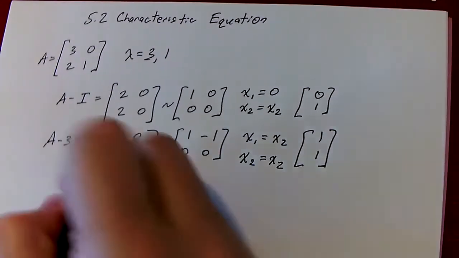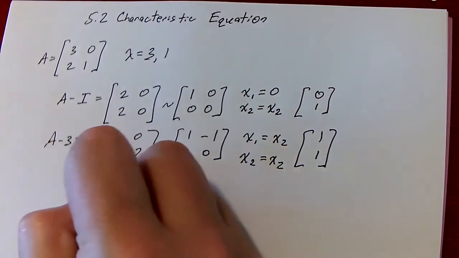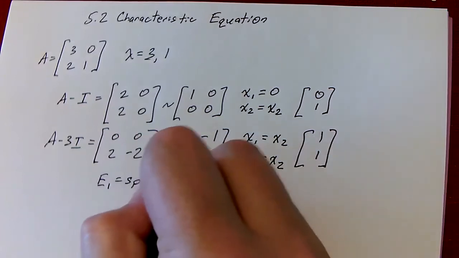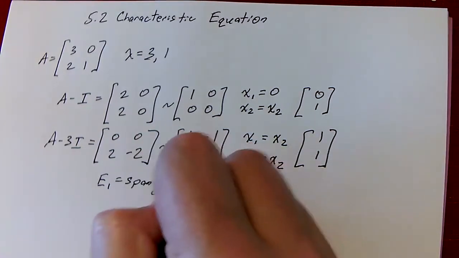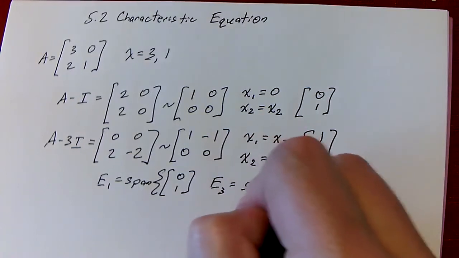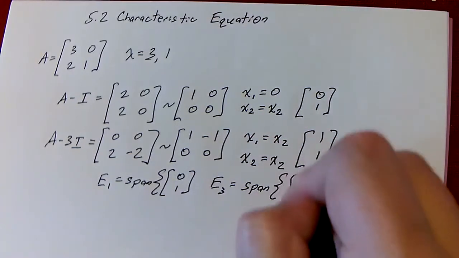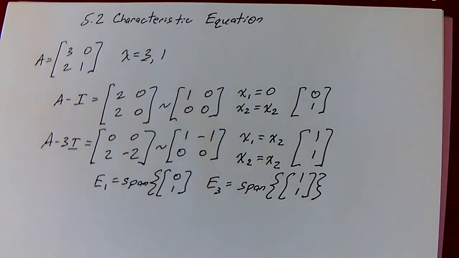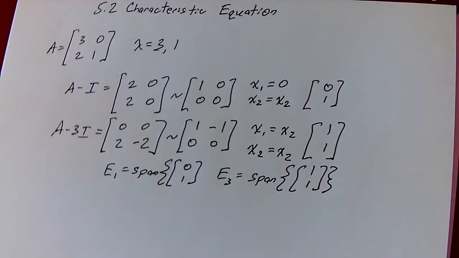Okay, and then I could write the two eigenspaces. E1 would be equal to the span of the vector 0, 1. And E3, for an eigenvalue of 3, would be equal to the span of 1, 1. And there I have my two eigenspaces. I have a basis for them. Okay, I have all the information I need about that matrix.